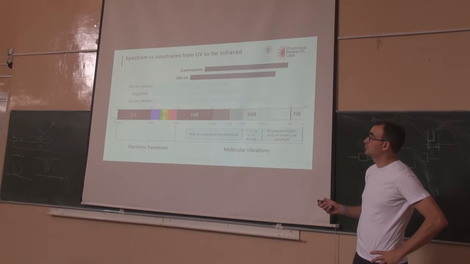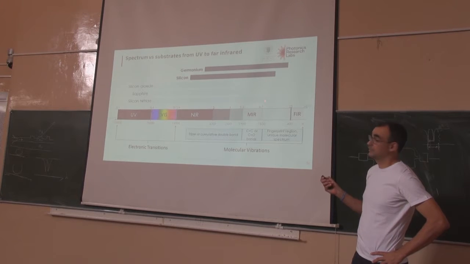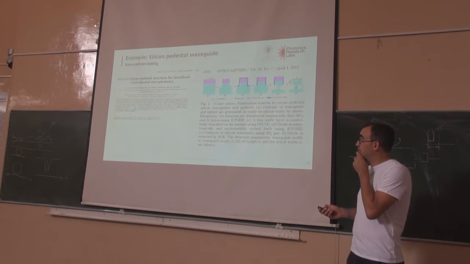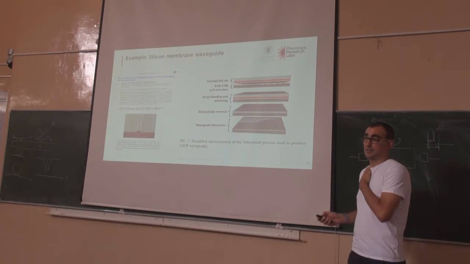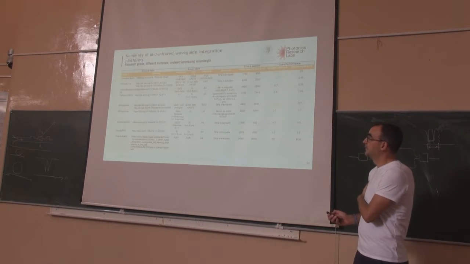For the material that node one is looking at, which is this one, it is totally transparent from the visible to 7 microns. We can do the same thing as this with silicon nitride, and we're going to do that in the coming year.